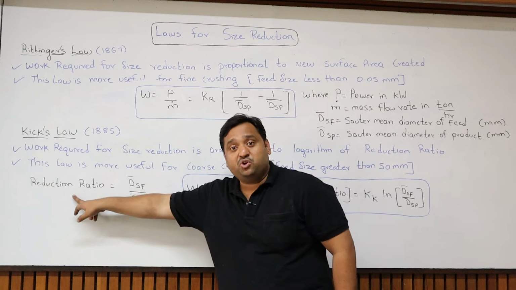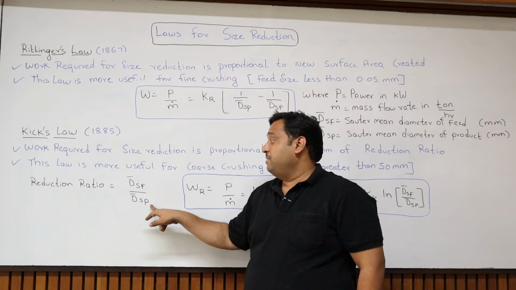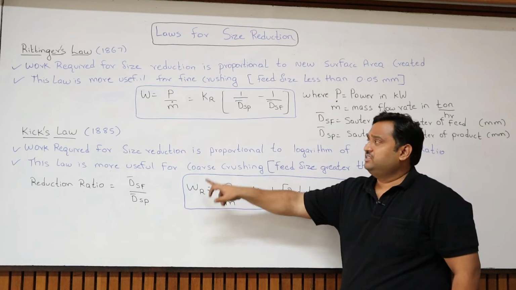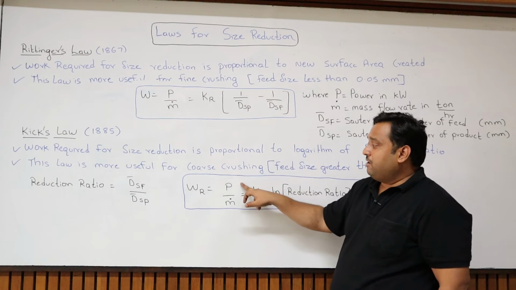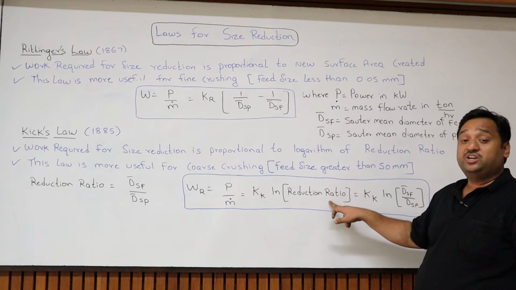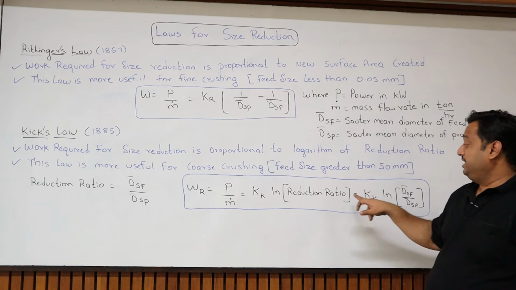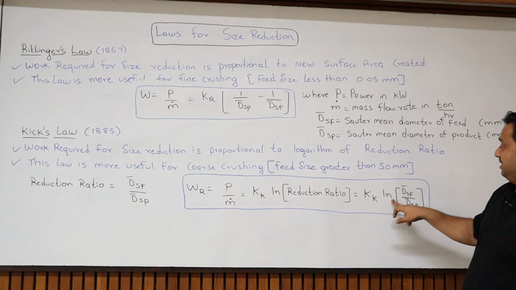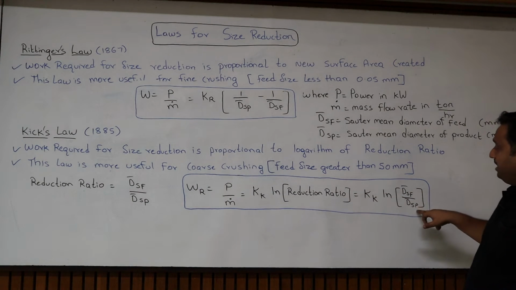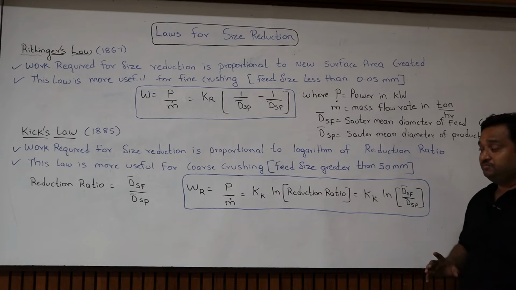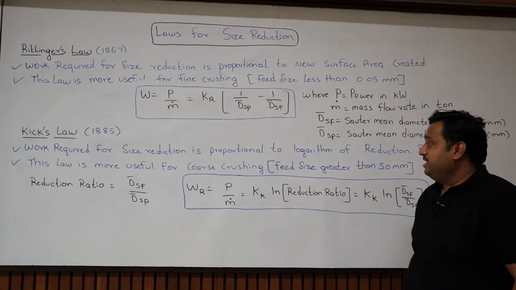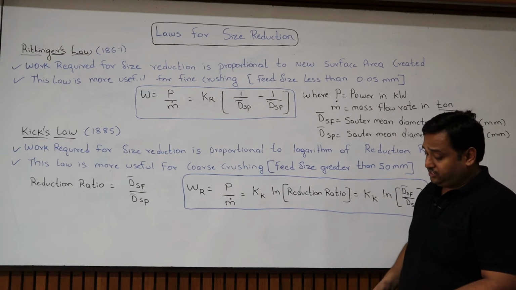What is the reduction ratio? It is d̄Sf by d̄Sp, that is, feed diameter divided by product diameter. The work required, which is power by mass flow rate, is equal to Kick's constant times ln of the reduction ratio, and ln of the reduction ratio is ln of d̄Sf by d̄Sp. This is called Kick's law. This law is more applicable for coarse crushing. Okay, let us go to the next law.